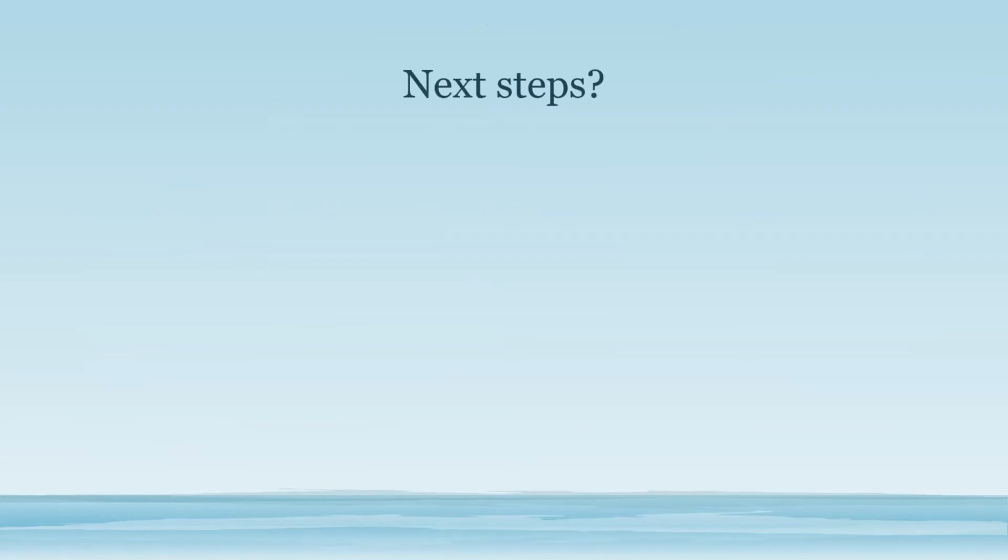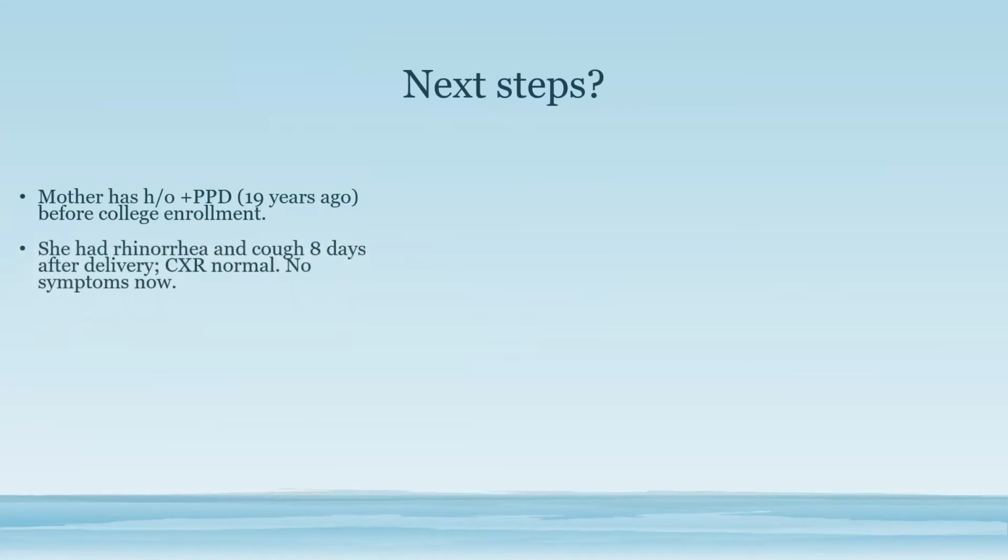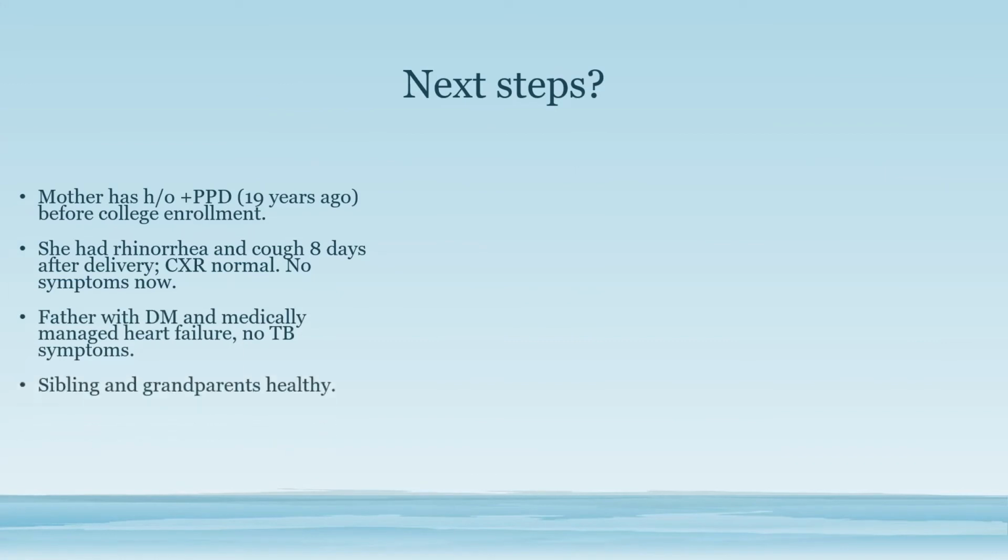So what are some of the key next steps? So we started wanting to figure out, if this is TB, where is this coming from? Is it mother? She reported having had a positive PPD. That was 19 years ago, before her college enrollment. If you ask her about TB symptoms, she had some rhinorrhea and cough 8 days after delivery, a normal chest x-ray, and no symptoms now. Father has diabetes and medically managed heart failure, but no TB symptoms. The sibling and the maternal grandparents with whom they've been residing are all healthy.